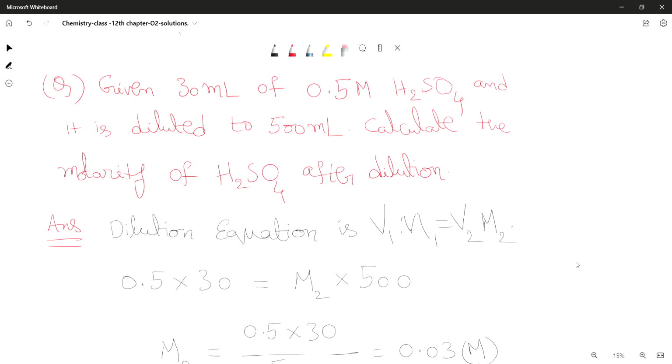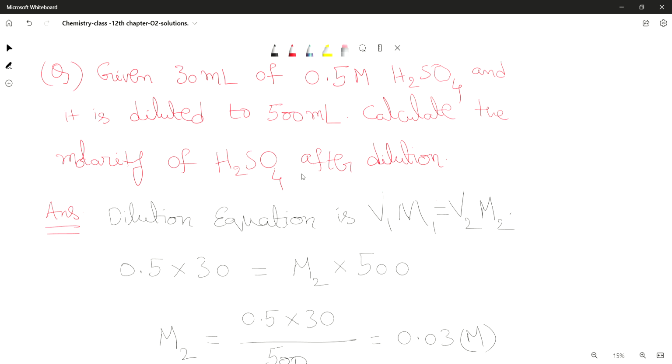This is called a dilution equation based question. Given that 30 ml of 0.5 molar H2SO4 is diluted to 500 ml, calculate the molarity of H2SO4 after dilution. And how to do this question? This is based on something called the dilution equation.